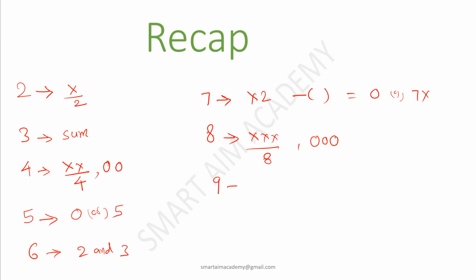Next, the 9 divisibility rule: the sum of all digits should be divisible by 9. Next, 11: the difference between even places and odd places should be 0 or a multiple of 11. Next, the 12 divisibility rule: it should follow the 3 and 4 divisibility rules.